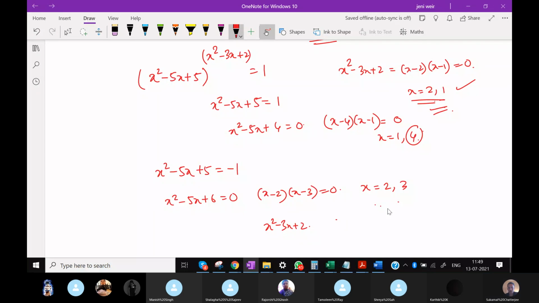So if I put x equal to 2, x square will be even, 3x will be even, plus 2 is even. So for x equal to 2, the power would be even, and x equal to 2 is already a solution here. For x equal to 3, x square would be odd, minus 3x would be odd. So odd minus odd is even, plus 2 is even. So that makes it even, which means x equal to 3 is another solution. So 1, 2, 3, 4 are the 4 solutions of x in this case.